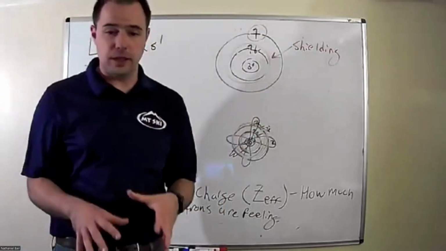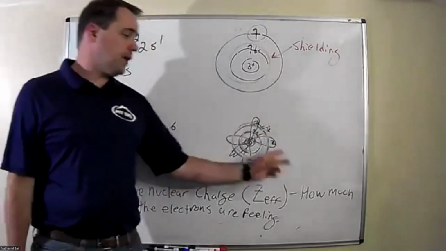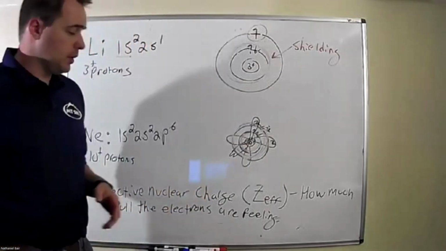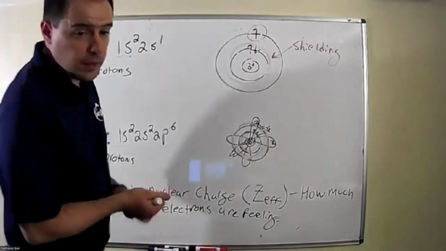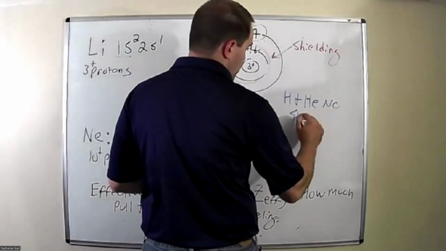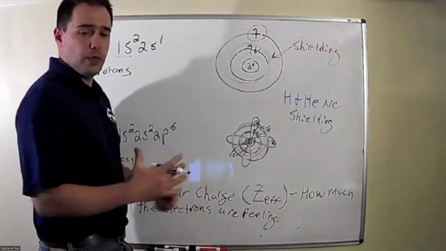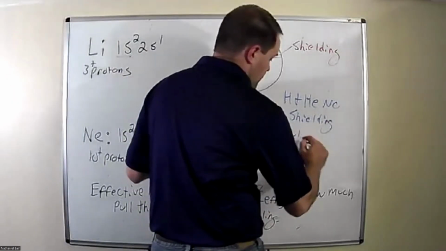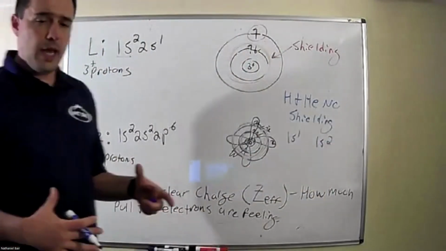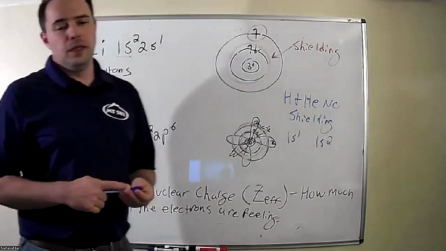Everybody understand shielding? And does everybody understand how these outer electrons don't feel the full pull of the nucleus? The only two elements that don't have any shielding are hydrogen and helium. Hydrogen and helium have no shielding. Why do they have no shielding? They have no lower energy electrons, right? Hydrogen is 1s1, helium is 1s2. There's no electrons between them and the nucleus, right? They're in the first energy level. So there's no shielding in hydrogen and helium.